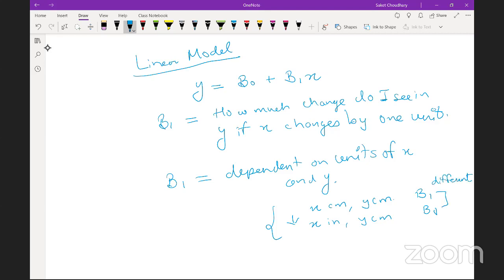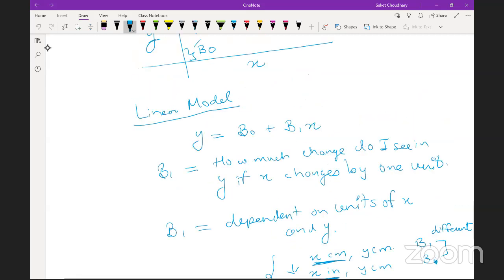Okay, very easy to see. Why? Because this unit is now different than the earlier unit, right? So if you change x by 1 unit, which is essentially changing it by 1 inch, you're changing it by a much larger quantity than in this case. Okay, so just keep that in mind. That's dependent on the units of x and y both.